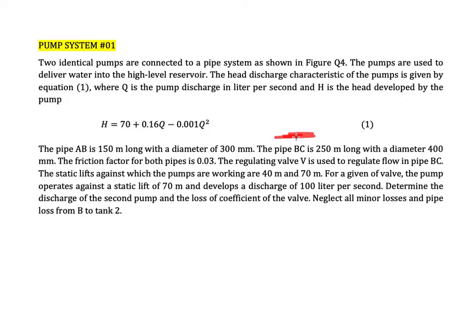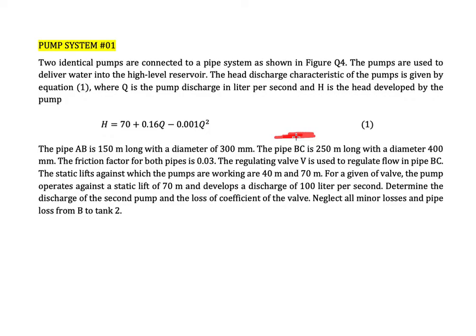The pipe AB is 150 meter long with a diameter of 300 millimeter. The pipe BC is 250 meter long with a diameter of 400 millimeters. The friction factor for both pipes is 0.03. The regulating valve V is used to regulate flow in pipe BC. The static lifts against which the pumps are working are 40 meters and 70 meters.